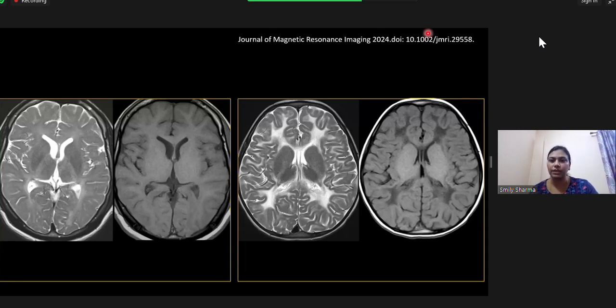Can I see the chat? Yes, you will get an option in the top bar which says chat. Yes, I got it.